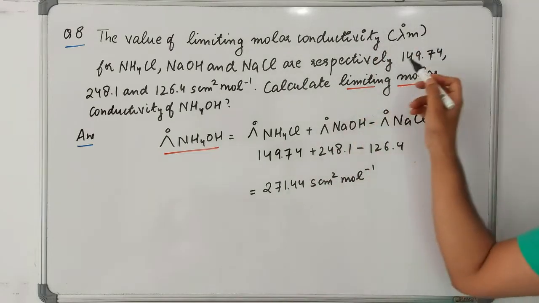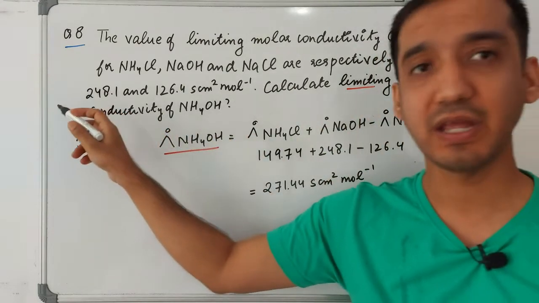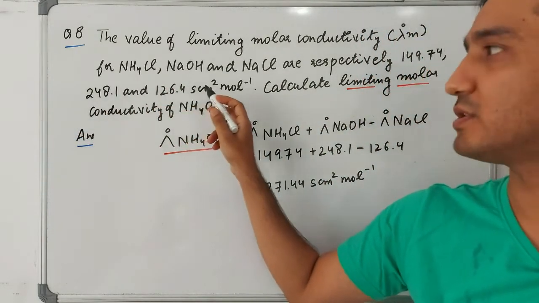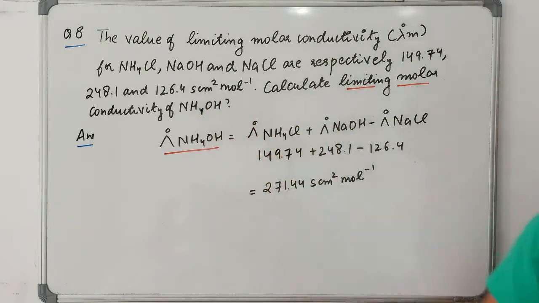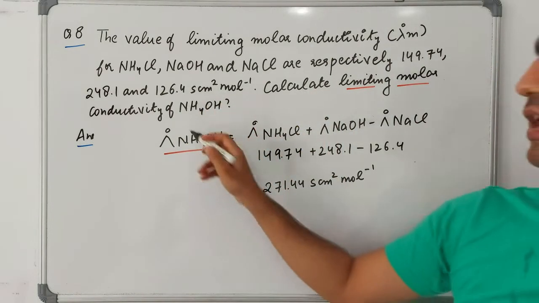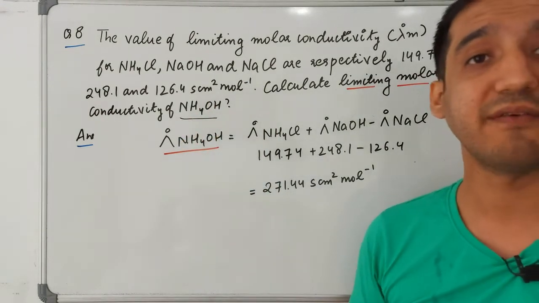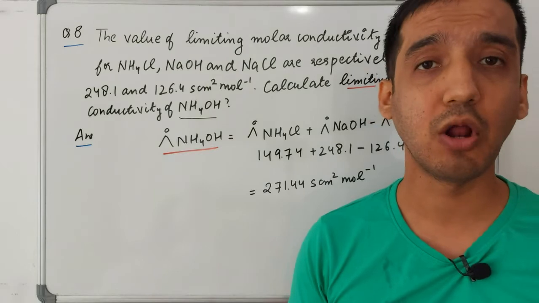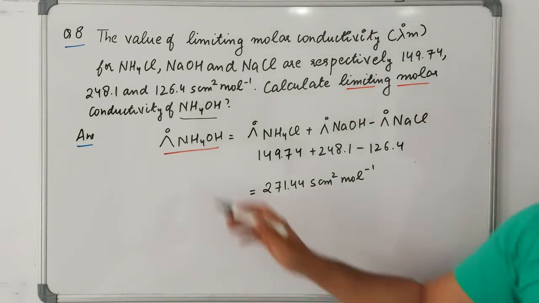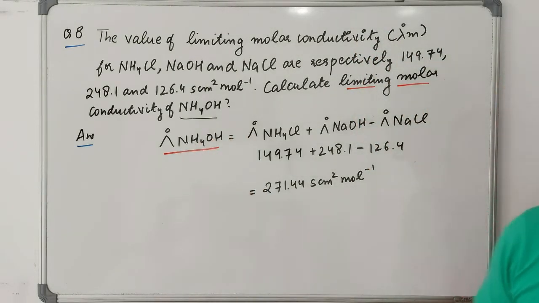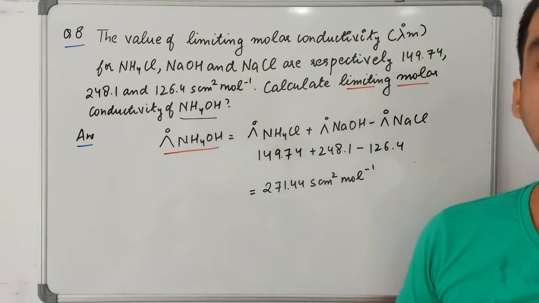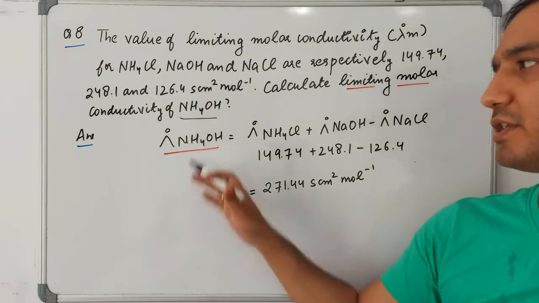given as 149.74, 248.1 and 126.4 Siemens centimeter square per mole. You have to calculate the limiting molar conductivity of NH4OH. So always remember, you can find the limiting molar conductivity of a weak electrolyte using Kohlrausch law. This is a weak electrolyte and it consists of the ions NH4+ and OH-. So you have to find the molar conductivity of NH4 and OH.